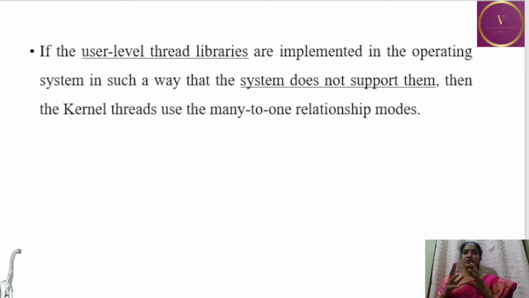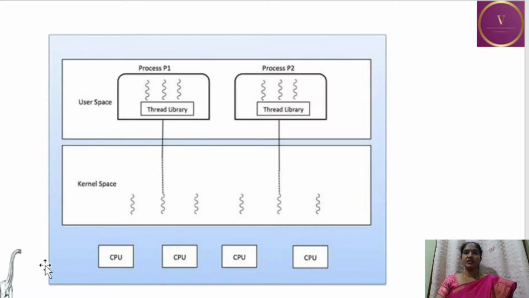So where will this type of method be used? The many-to-one model will be used if the user thread libraries are implemented in the operating system in such a way that the system does not respond to them. So when the system is not responding to user level threads, then the kernel thread uses the many-to-one relationship model. Now let's see the picture.